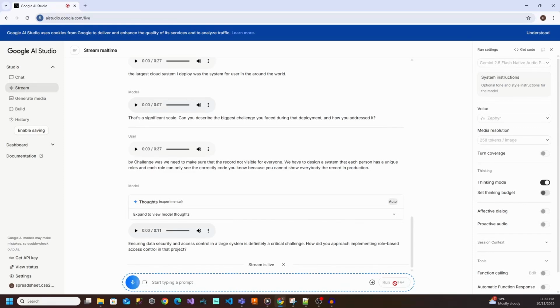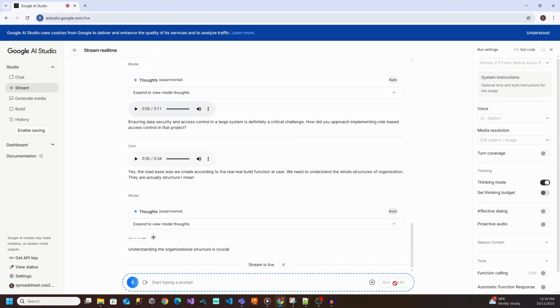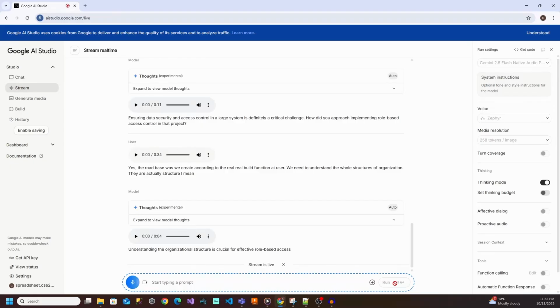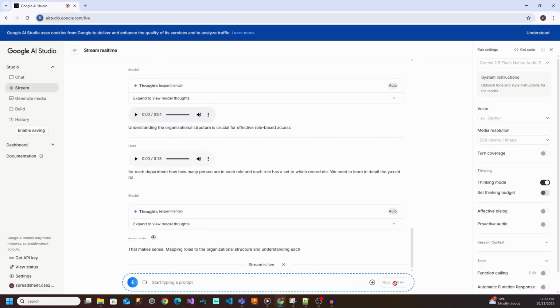We need to understand the whole structure of the organization, the hierarchy structure. I mean, for each department we need to understand how many persons are in each role, and each role has access to which records, etc. We need to learn in detail the hierarchy of roles. That makes sense.